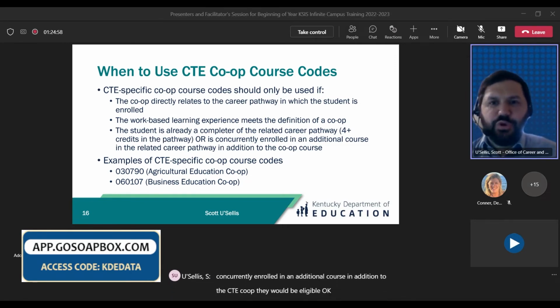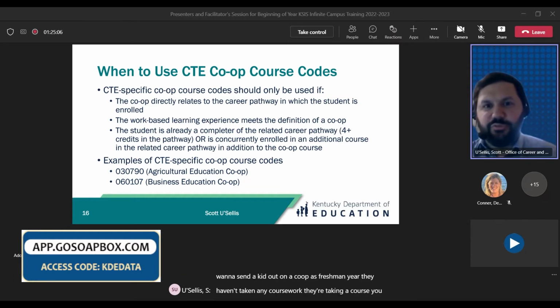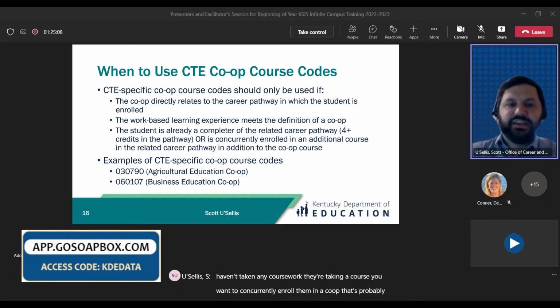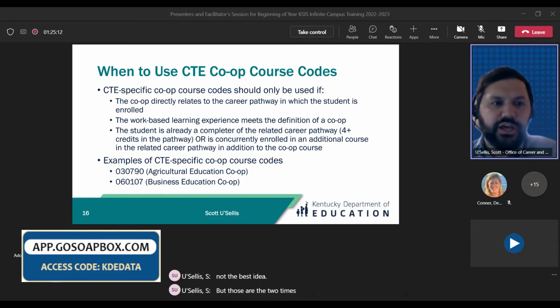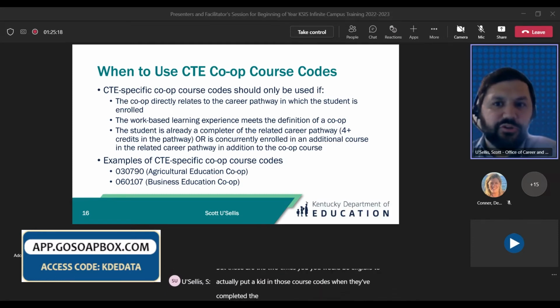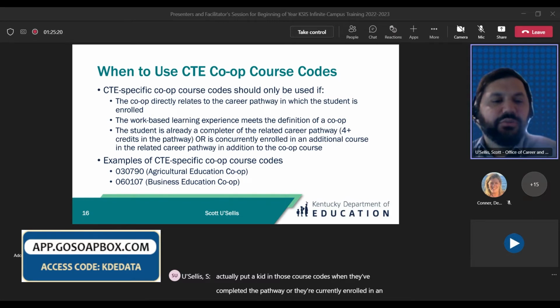Okay. Now, you wouldn't want to send a kid out on a co-op in freshman year. They haven't taken any coursework. You wouldn't want to concurrently enroll them in a co-op while they're taking a course. That's probably not the best idea. But those are the 2 times you would be eligible to actually put a kid in those course codes: when they've completed the pathway or they're concurrently enrolled in an additional pathway course.